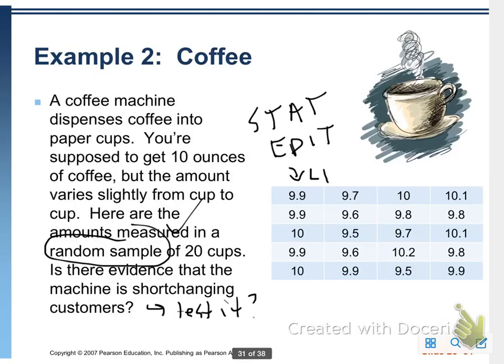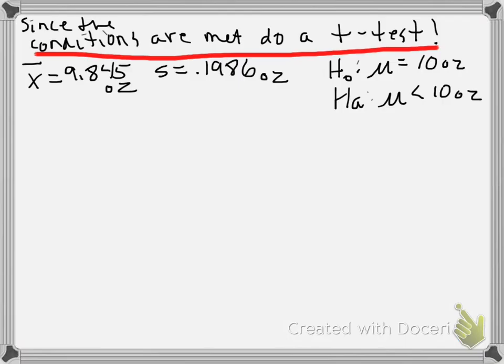So since the conditions are met, we're going to do a t-test. Remember, it's not a z-test because we're dealing with means, and we only have the sample here. Now, to save time, I wrote down some stuff. I went to one variable stats, so I pressed stat, one variable stat, enter. All my data is in L1, and I got these numbers. I got the average. I've got the standard deviation in ounces, and then I wrote the null hypothesis.